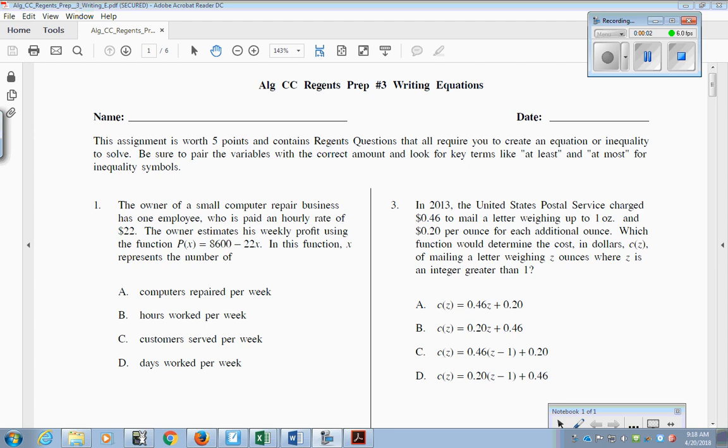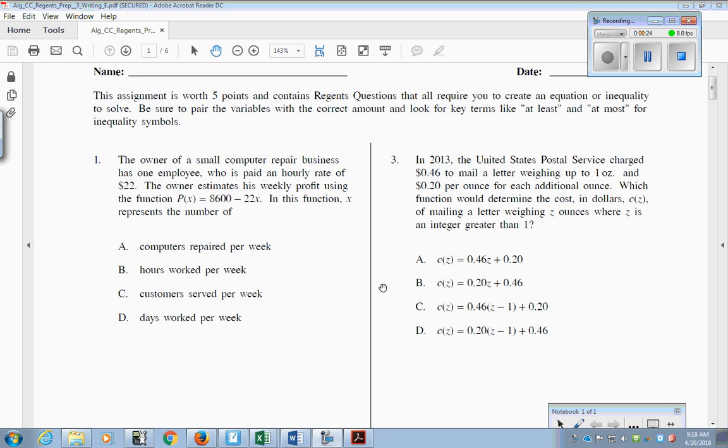Hey guys, we're going to look at Regents Prep number 3, and we're going to talk about writing equations. A lot of these questions really don't have any mathematical computations involved. Some of them do, but the big idea is making connections with what the variable represents and what it means in the context of the question.